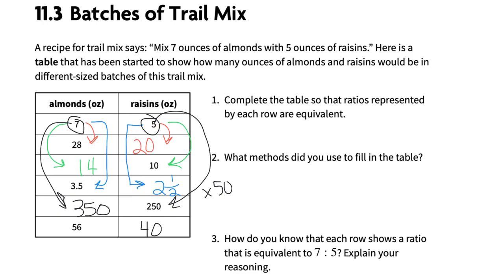So we've filled in the table. What methods did you use to fill in the tables? We're looking for multiplication. What did we multiply for one ingredient? And then we multiply the other ingredient by the same amount. So how do you know that each row shows a ratio that's equal to 7 to 5? Well, we know that every single one of these ratios is equal because we took that original ratio and multiplied both ingredients by the same value each time. So that tells us all of these ratios are equal to the original ratio of 7 to 5.